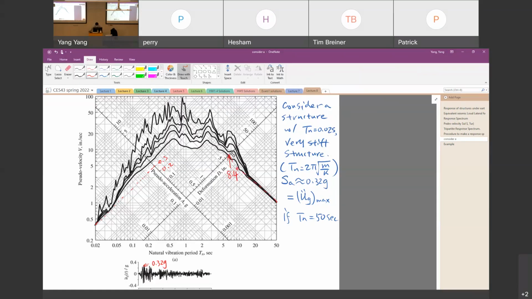So this is a very soft structure. In this case, the displacement spectral value is equal to the maximum displacement of the ground. So if the structure is very soft, basically the structure moves the same as the ground. We have a very soft structure.